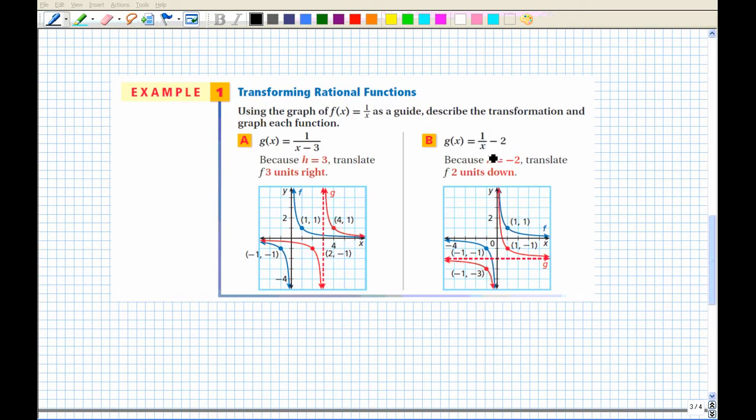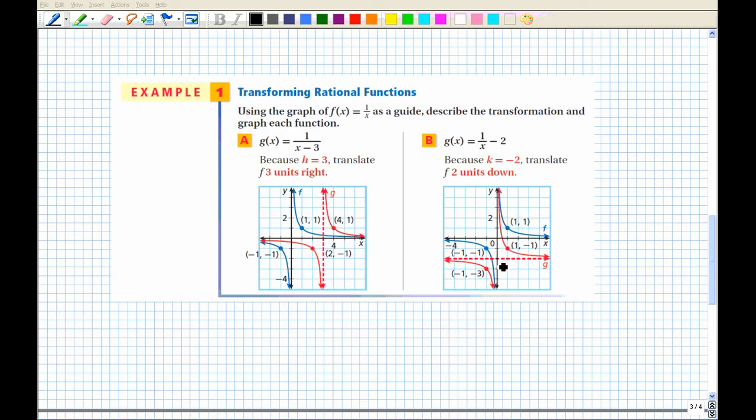That minus 2 is not with the x. That means it's for the y values, and we're going to go down 2. So from our parent function in blue, we're going to move every point down 2, including our horizontal asymptote at y equals 0. It got moved down 2 as well.